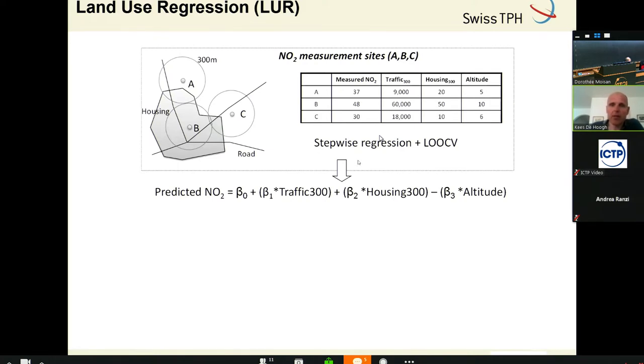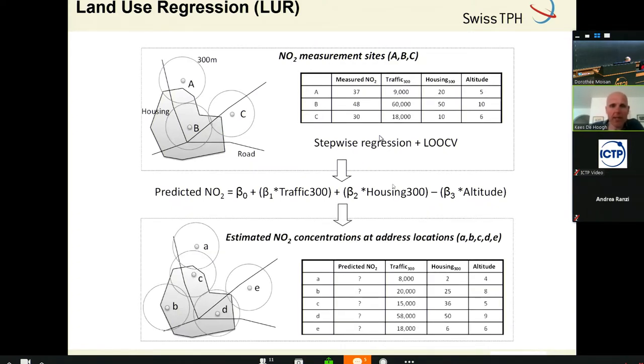What we can do then is we can do a stepwise regression and predict NO2 using a function of these, in this case, these three variables. In reality, this would be a lot more variables we can choose from. And with this model, we can then actually estimate concentrations of NO2 at unsampled points. So here we have now where our population is living, and we have also there the information of traffic, housing, and altitude, because we have that information everywhere. And using that model, we can then apply that to these points and get a predicted NO2.